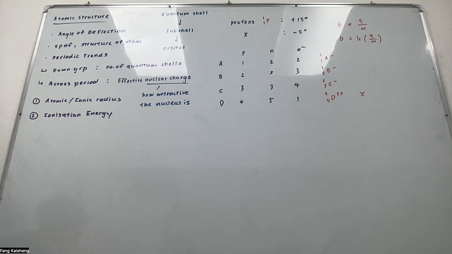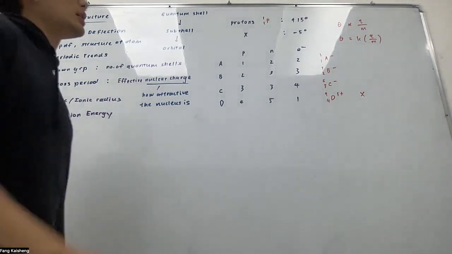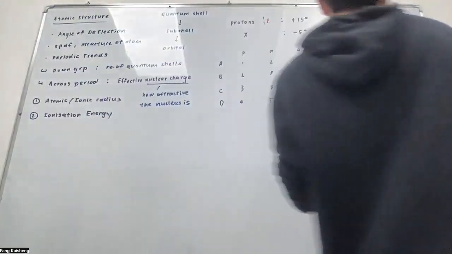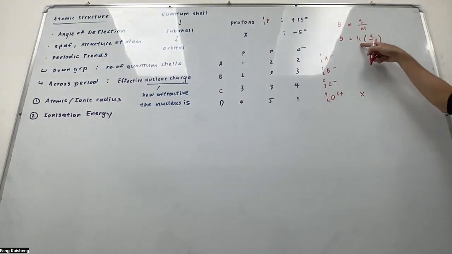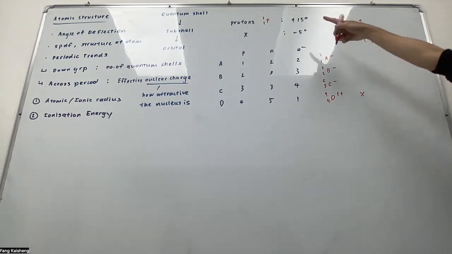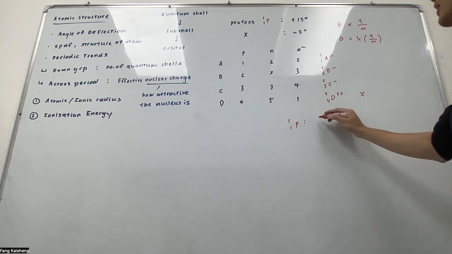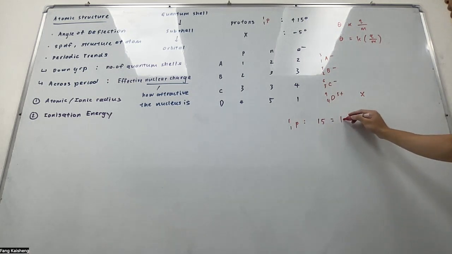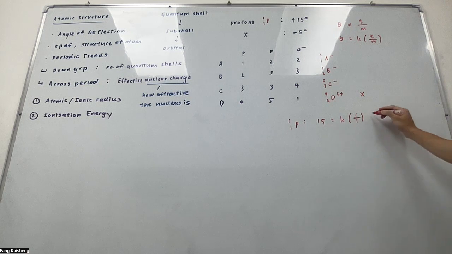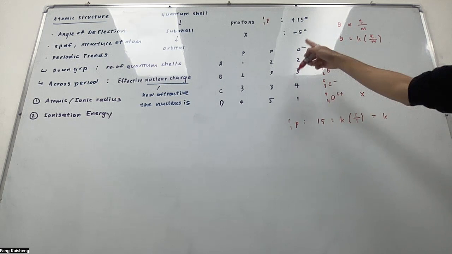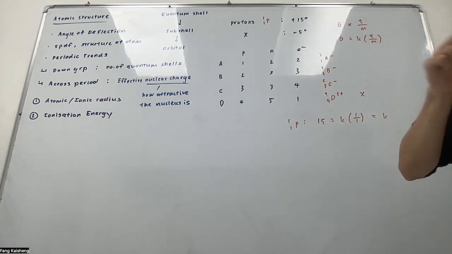Yes, it's correct. Just to see how you all do this method again, how do we find the value of K? Must use which particle? P, because we know everything about P. So when we do it for a proton, the angle of deflection is 15, K is unknown, Q over M is 1. So from here we can see that K is equal to 15. We can use this for the others because they're all passing through the same field.